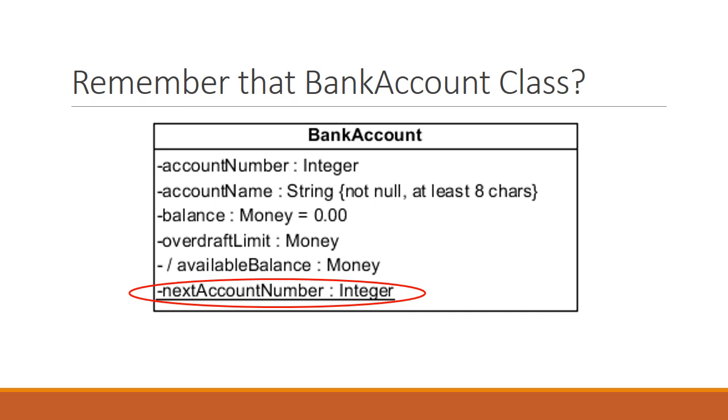So what about this? The next account number, which is of type integer, and it's underlined. Underlining an attribute denotes that it is a class scope attribute, also known as a static attribute. In a class scope attribute, there's only one copy for the entire class, and you do not need to instantiate the class in order to call this attribute.